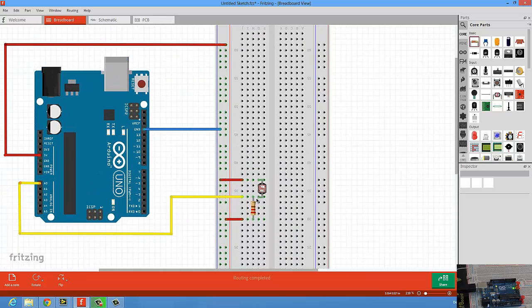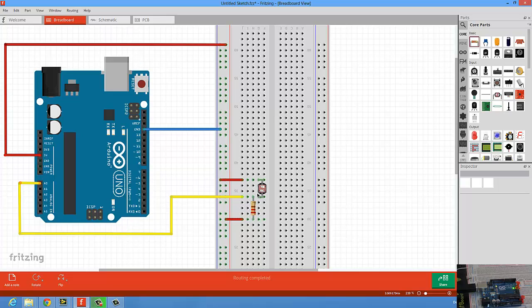Exactly what is this? This is an LDR, light dependent resistor. What does that mean? Simple. It's a resistor that changes its resistance value according to how much light intensity there is on the sensor. Now, there are two types of LDRs. You have positive coefficient and negative coefficient. What do I mean by that?